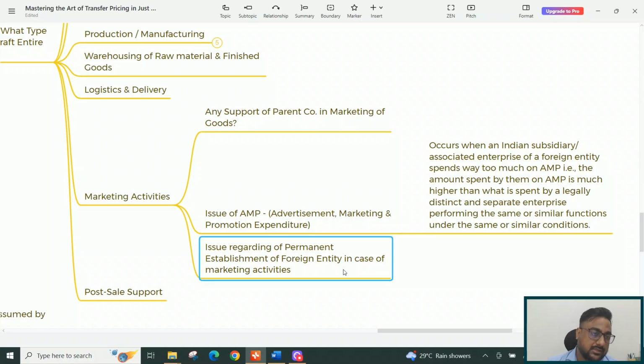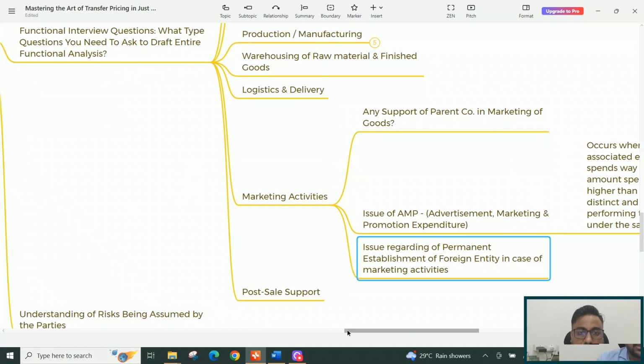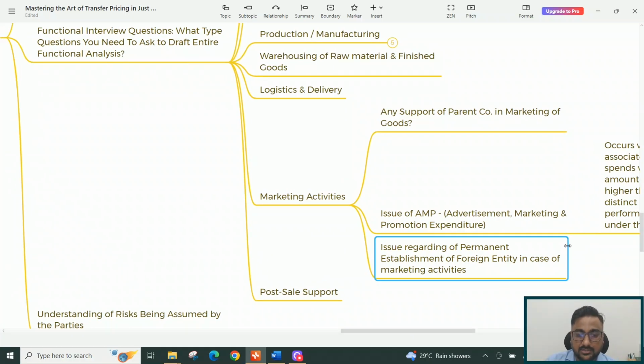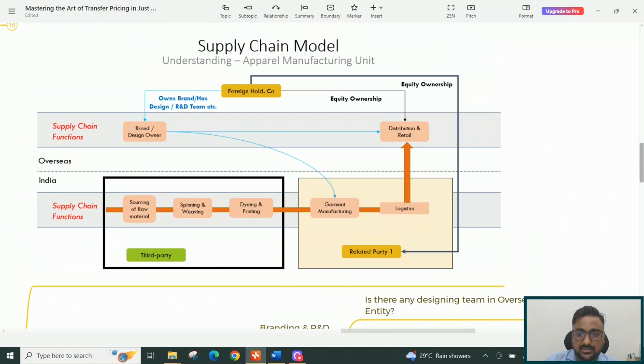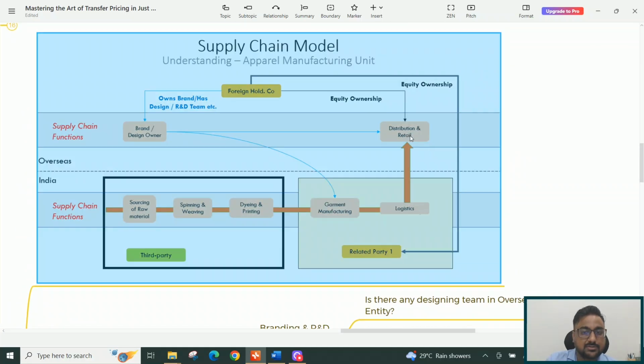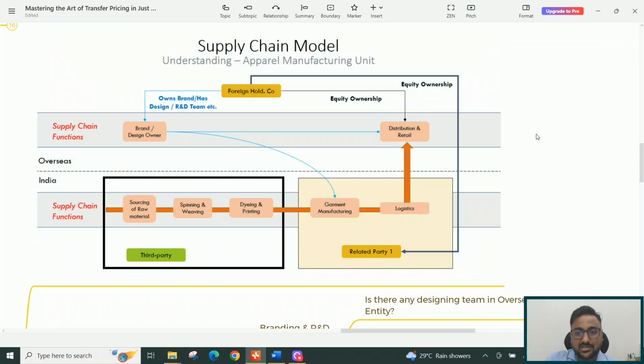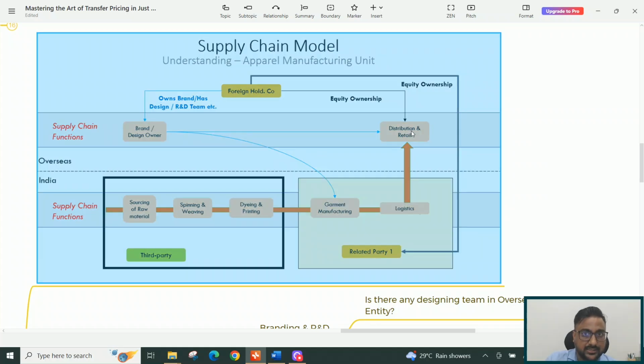Now, after that you can ask questions on post sales support. All right. So what could be the post sales support in this entire chain? Let's say suppose there is a good which has been sold to the customer, and the customer has returned the good, the product, to the retailer. Then whether that product goes to this main entity, or probably that product comes to this related party or not. Correct. We are just understanding by way of some example, but yeah, this may happen.